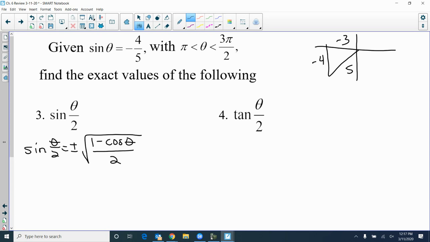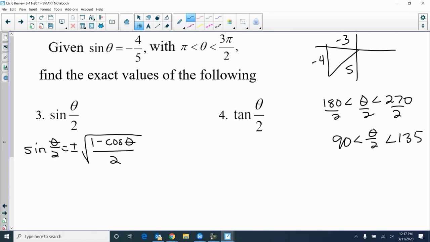One answer. We have to determine whether it's positive or negative based upon where the half angle is. We know theta is going to be a little bit easier if you convert it to degrees. 180 is less than theta is less than 270. So if you divide each piece by 2, you get 90 is less than theta over 2, which is less than 135. What quadrant is that in? That is in quadrant 2, right?